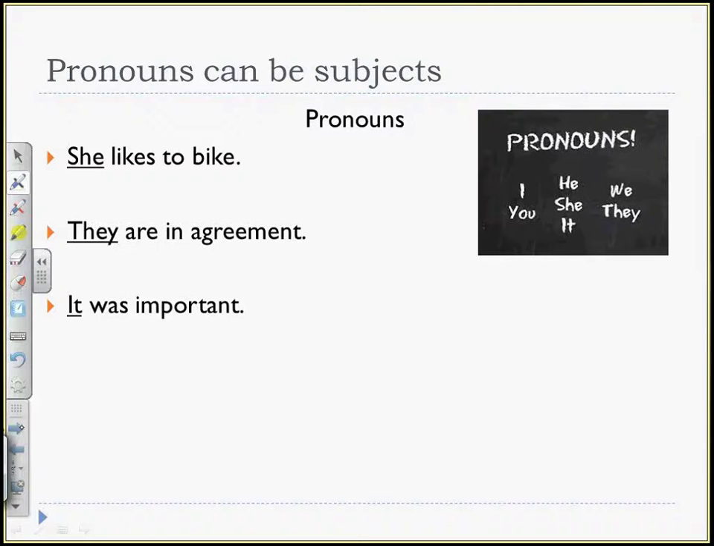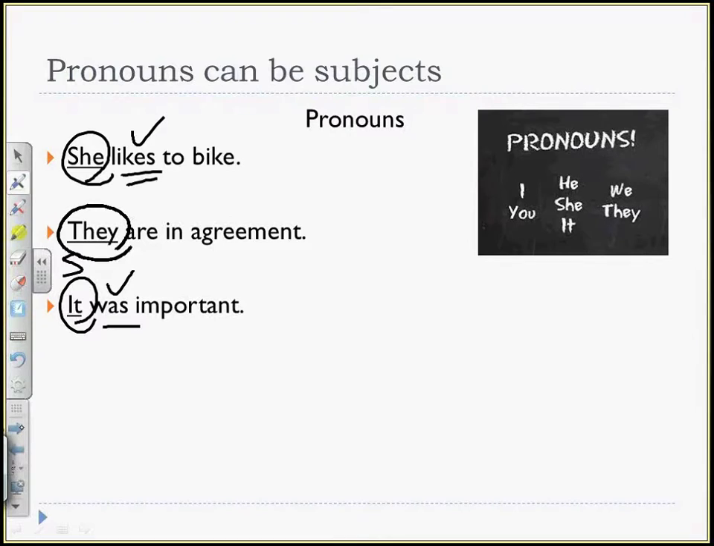Sometimes students won't believe me when I tell them that it can be the subject of a sentence. But it is a pronoun that's filling in for something else. So, it was important. The subject of that sentence is it. The verb of that sentence is was. She likes to bike. She is a pronoun that's standing in for Susie or Pauline. And the verb here is likes.